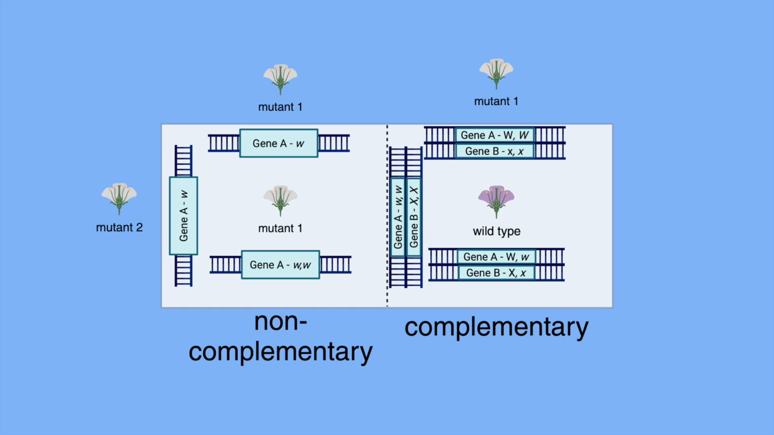However, if flower 1 has a mutation in gene A and flower 2 has a mutation in gene B, then flower 1 will donate little w and big X, and flower 2 will donate big W and little x. As a result, the progeny will be big W little w and big X little x for the two respective genes, and this heterozygous genotype will result in a purple wild-type flower.